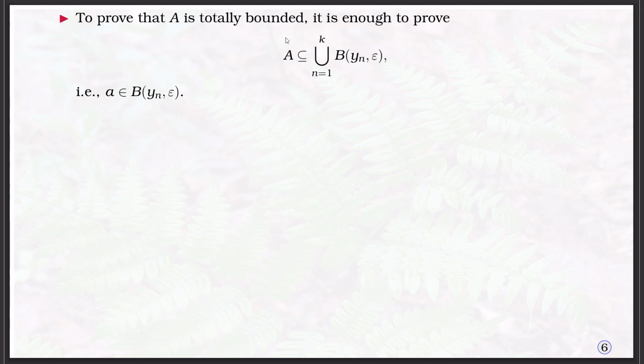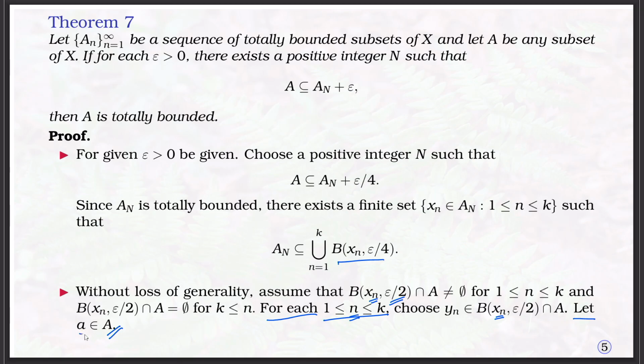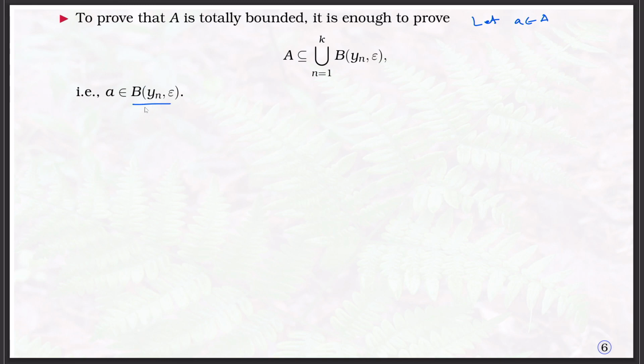To prove A is totally bounded, it is enough to prove that A is a subset of the union, for n from 1 to k, of the balls of center y_n and radius epsilon. That is, a belongs to a ball of y_n comma epsilon, because we are taking a as a random element in A. If this is true, then we can say A is a totally bounded set.